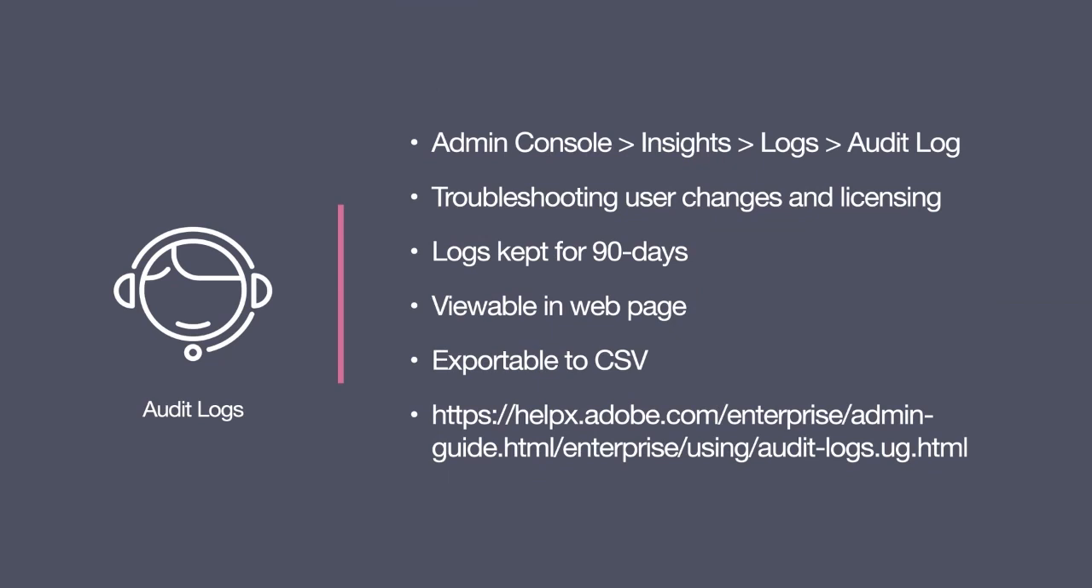A recent addition to the admin console is the Audit Logs, accessible via admin console, insights, logs, audit log. These logs can be helpful for troubleshooting things like users being added or removed, changes of group membership, as well as why a user may have lost or added a license unintentionally. Those are kept for 90 days and you can view them both in the console and export as a CSV. And of all this stuff, Adobe have a great KB on the subject.